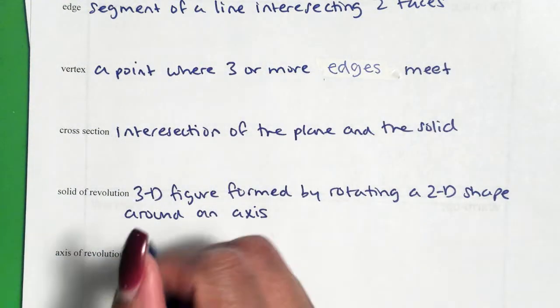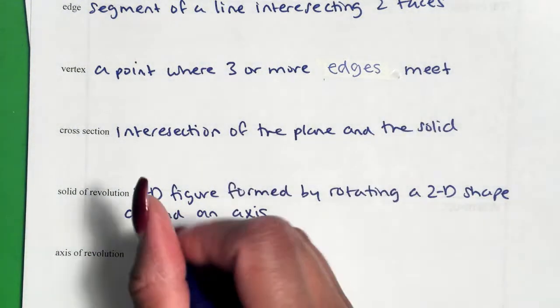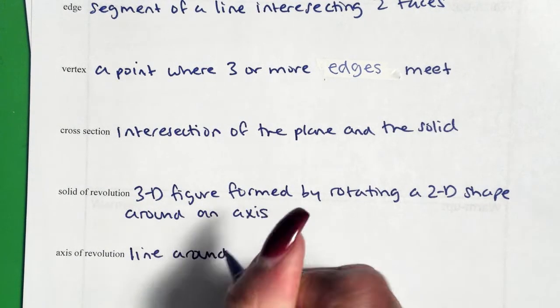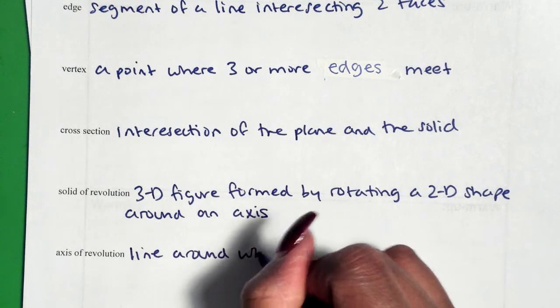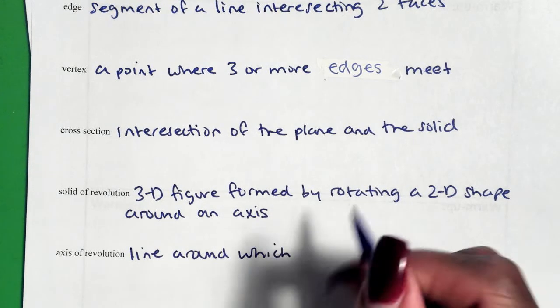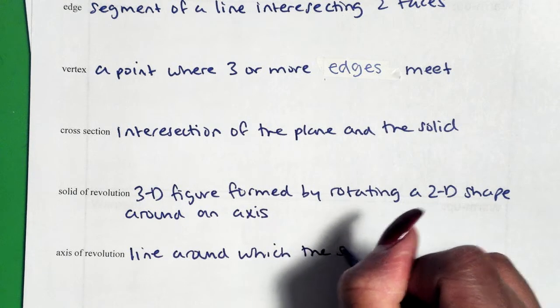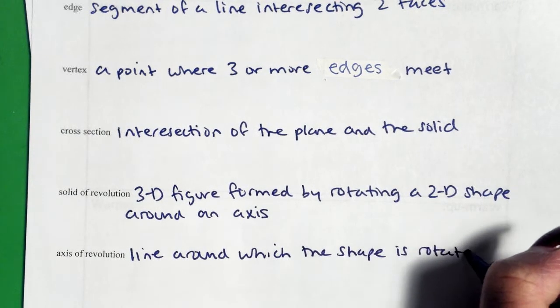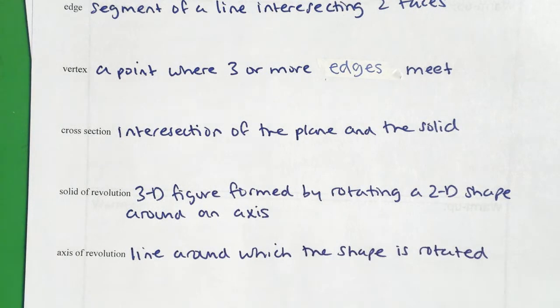And so the axis of revolution, like my pen, is a line around which the shape is rotated. Those are our definitions for this particular section in Chapter 12. So we're going to flip to the next page and continue on with some core concepts and extra examples.